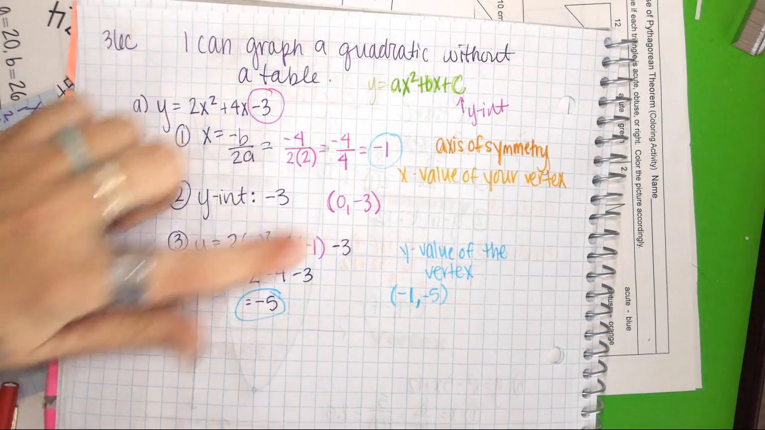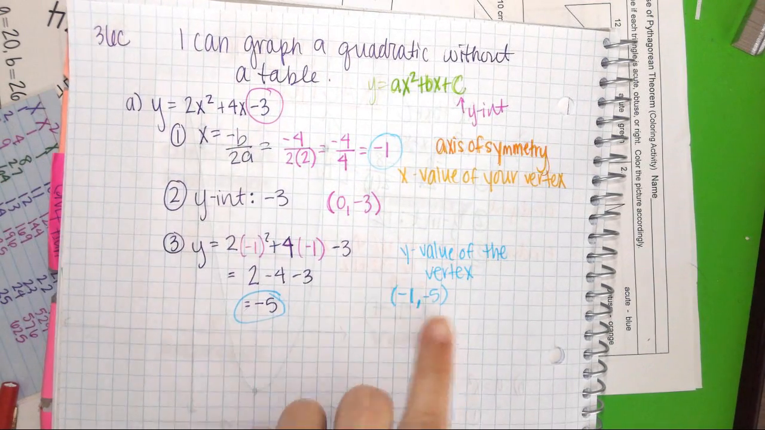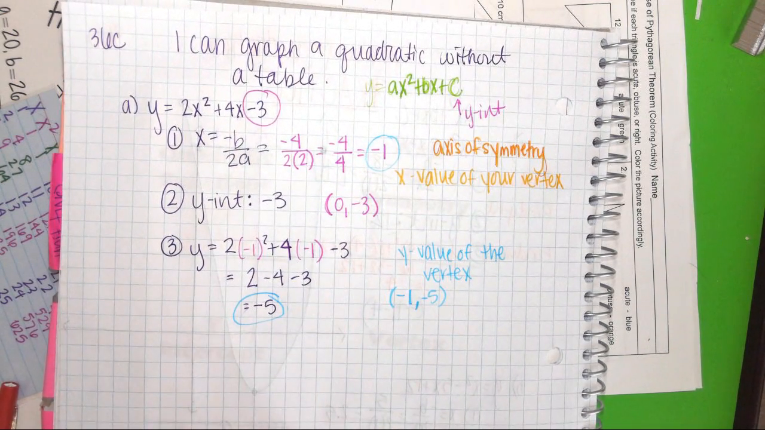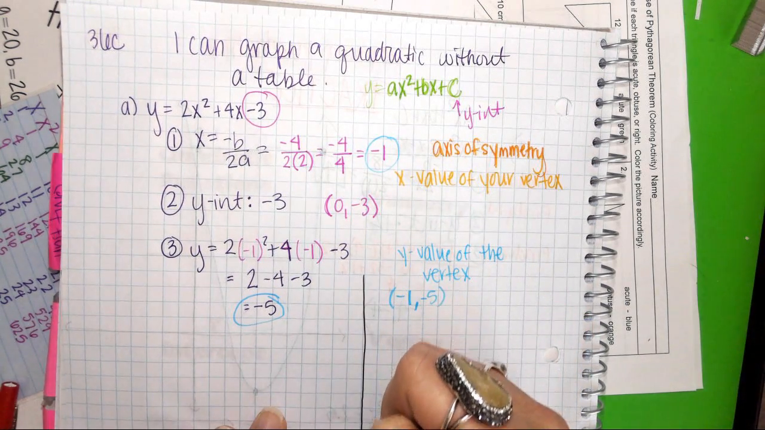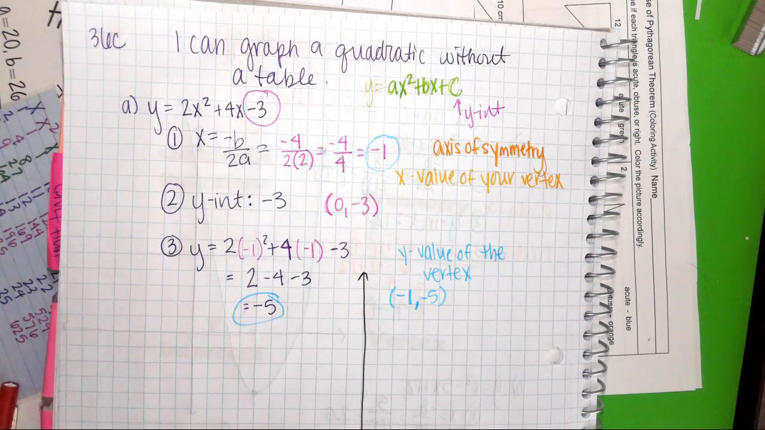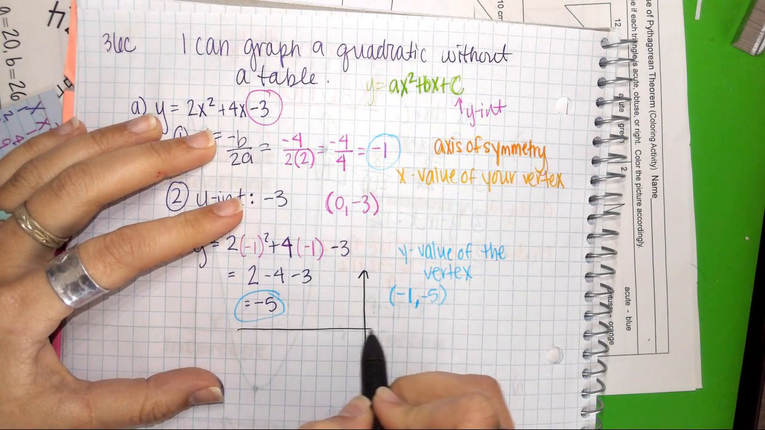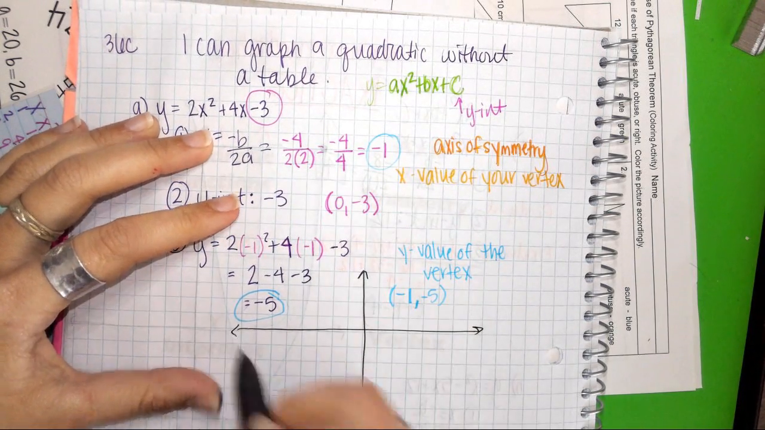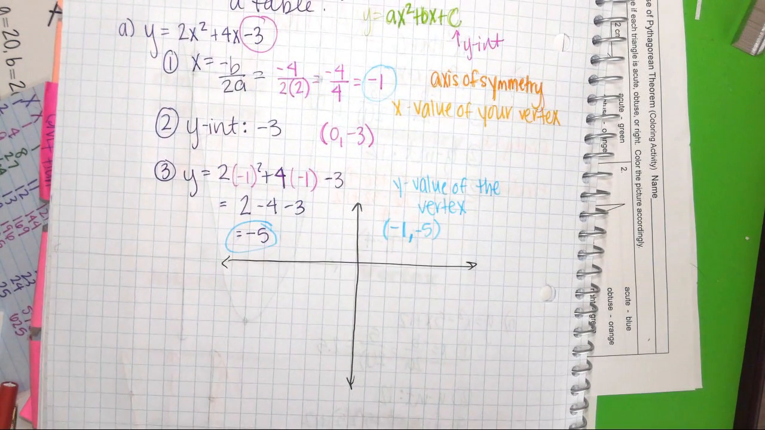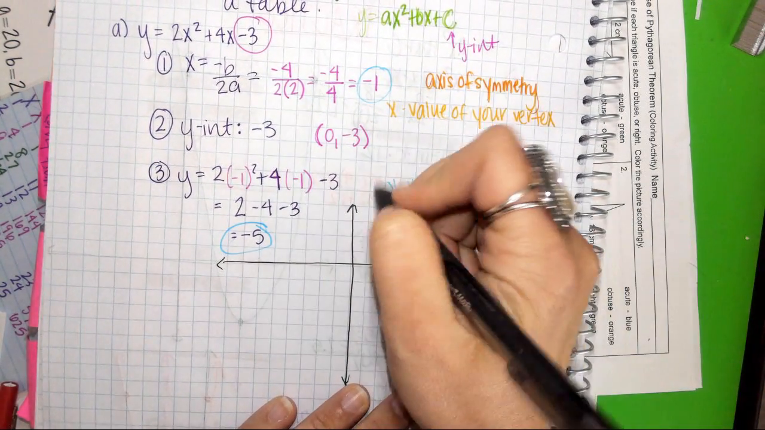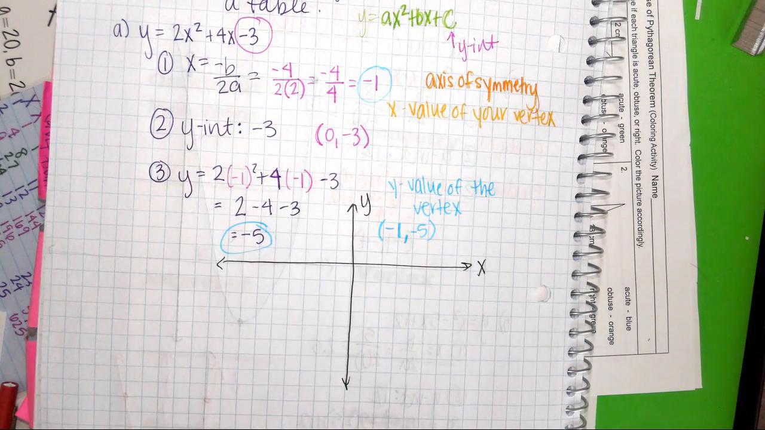Now, we have -1 and -5, so we're going left and down, correct? Yeah. So I'm going to draw my y-axis right here, and I'm going to move my x-axis up, because I don't need all this space above here. And this is my x-axis. This is my y-axis.